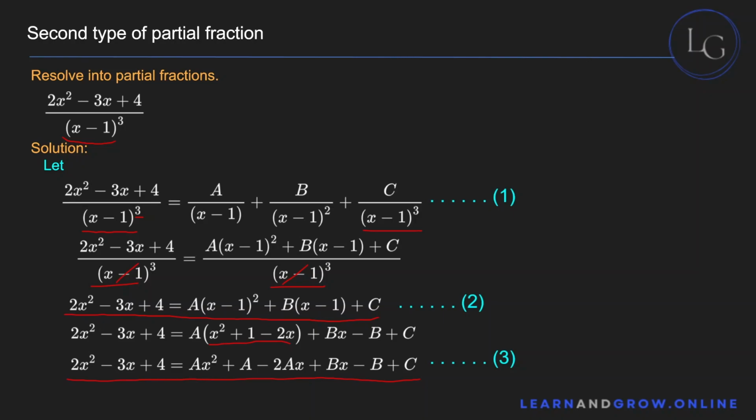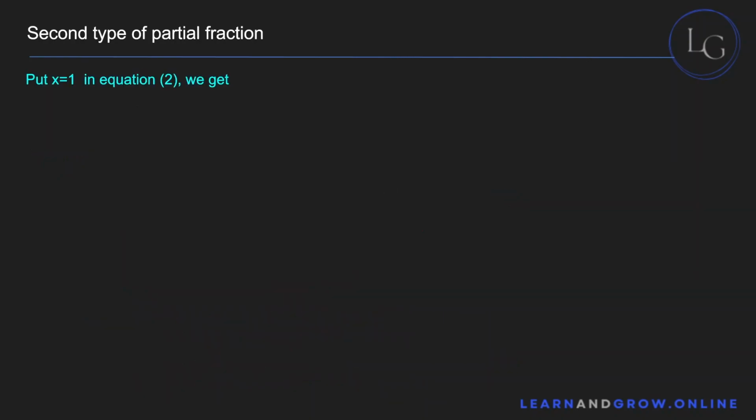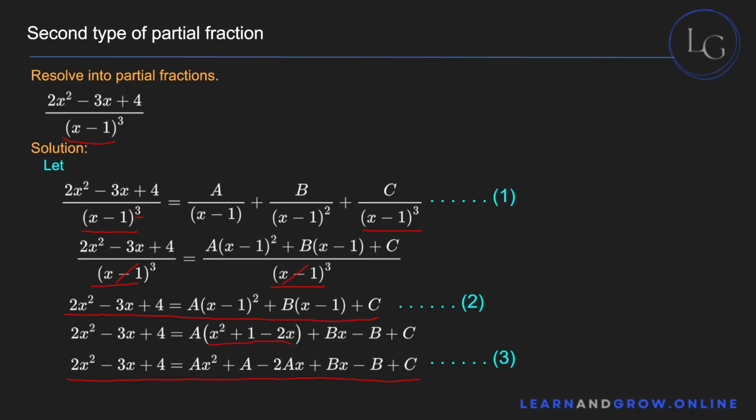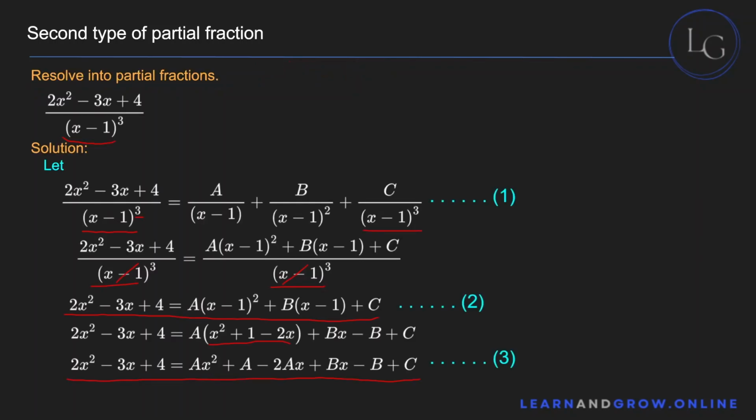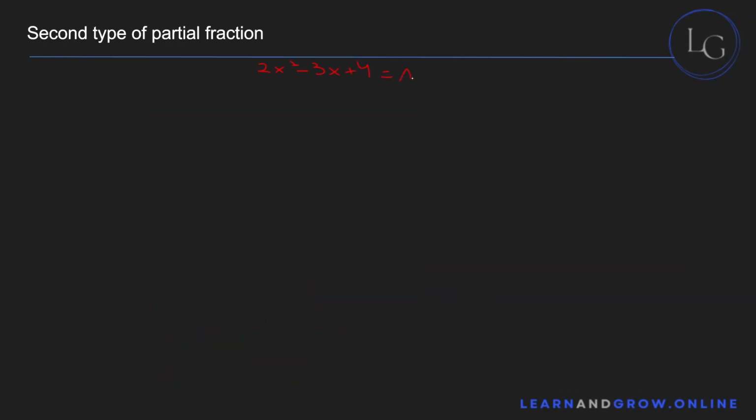Now, for argument's sake, let's just write down the first equation over here, which was 2x squared minus 3x plus 4. And what was that equal to? It was equal to a into x minus 1 whole square plus b into x minus 1 plus c.